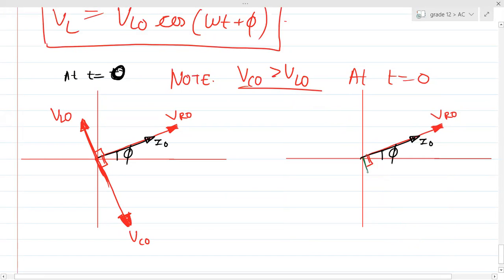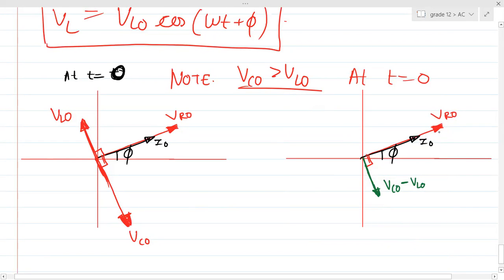So I'll draw this. And what is the length of this remaining vector? It is basically VC naught minus VL naught. Yes or no? Is this clear? Yes, sir. Since they were in the opposite direction, I subtracted them, and I assumed VC naught is greater than VL naught.